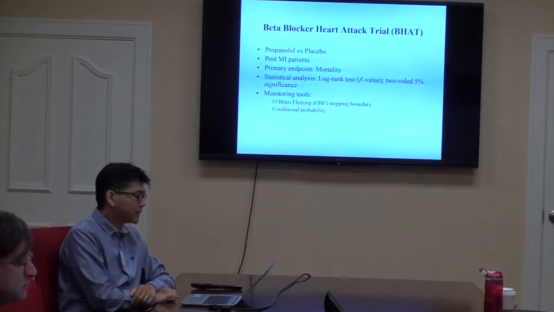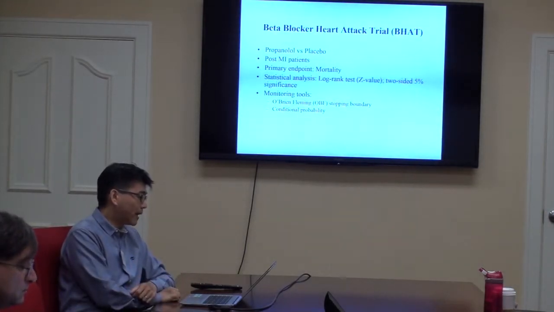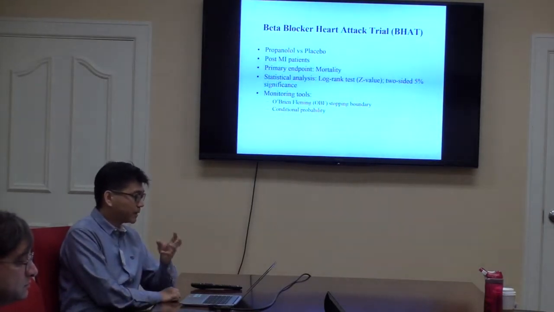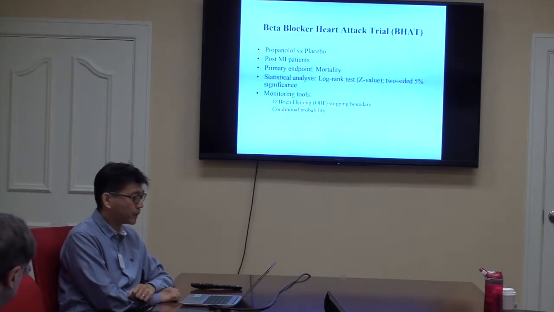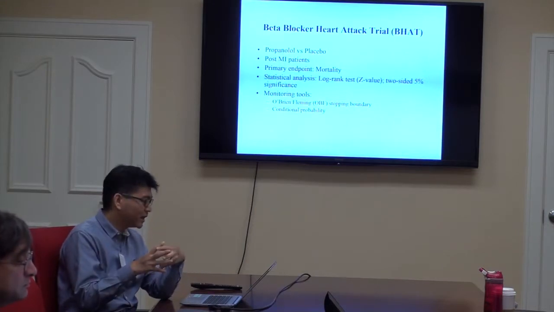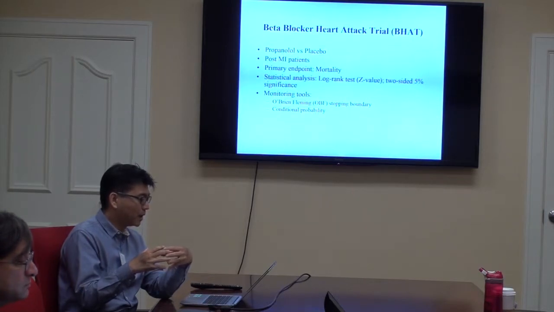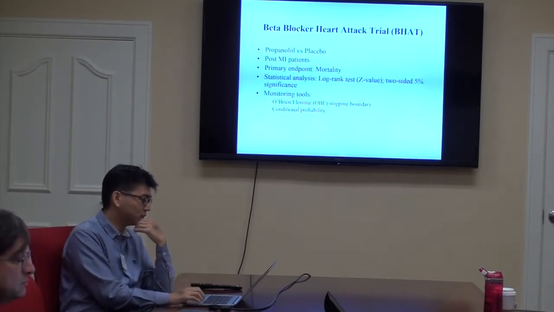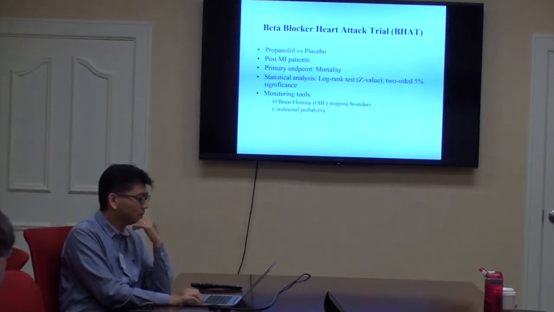But the study investigators and the DSMB used the O'Brien-Fleming stopping boundary as a way to monitor for efficacy, and they also supplemented the stopping boundary with conditional probability. So you see that when we do monitoring in practice, we want to have something that's planned, like in this case the O'Brien-Fleming stopping boundary, but we sometimes supplement the planned analysis with something that's sort of ad hoc, which is conditional probability, just to give us evidence and show it from another angle.